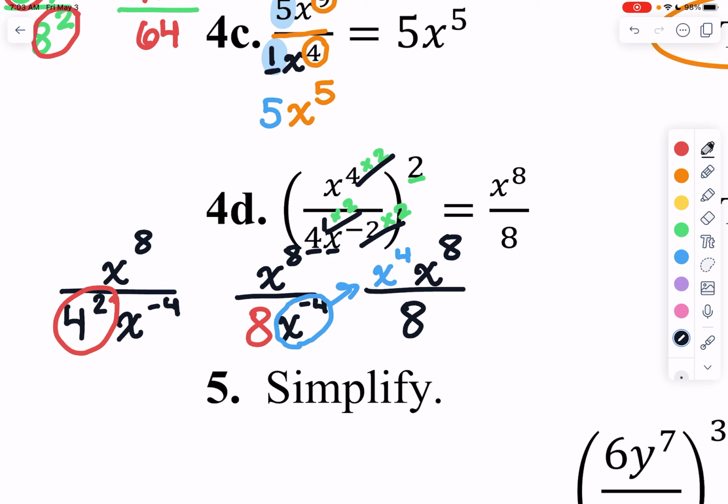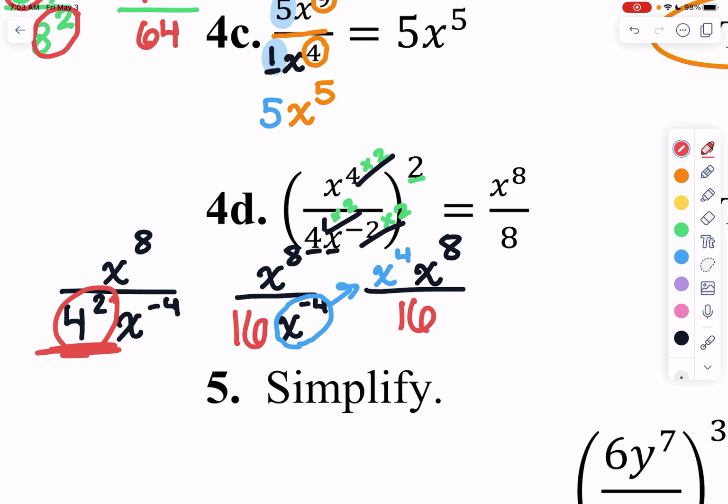The last step I could do to simplify here, oh my gosh. I can't believe it. I've made a mistake. If you said this in your head, you're awesome. 4 to the power of 2 is 16. Duh. Oh my goodness gracious. Okay, so 16.